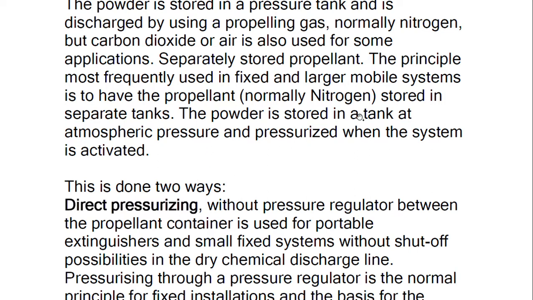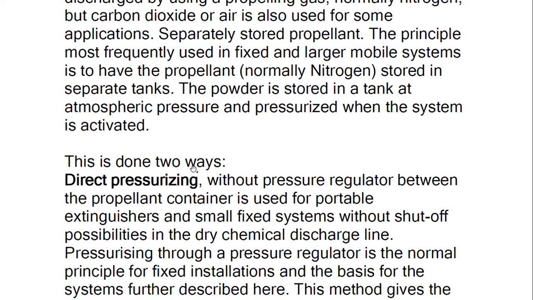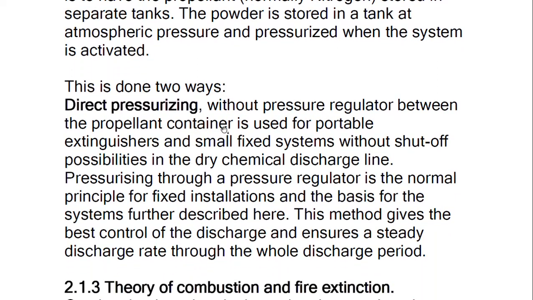The powder is stored in a tank at atmospheric pressure and pressurized when the system is activated. This is done in two ways. Now, how do we pressurize the tank where the powder is stored? These are done in two ways. That is, direct pressurizing without a pressure regulator between the propellant container is used for portable extinguishers and small fixed systems with shut-off possibilities in the dry chemical discharge line. Pressurizing through a pressure regulator is the normal principle for fixed installations.